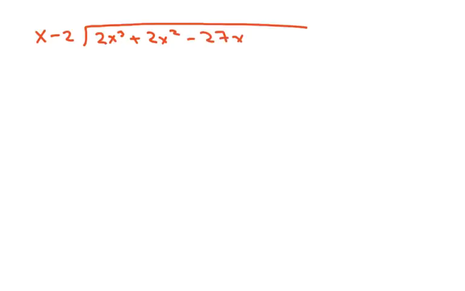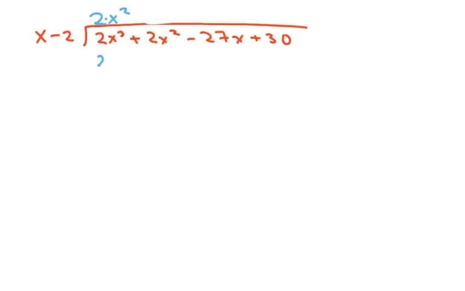We get x minus 2, and you write 2x cubed plus 2x squared minus 27x plus 30. Now, what times x is 2x cubed? That's going to be 2x squared. I tend to put it over here, but I'm just going to put it where I usually do. So I'm going to put 2x squared here.